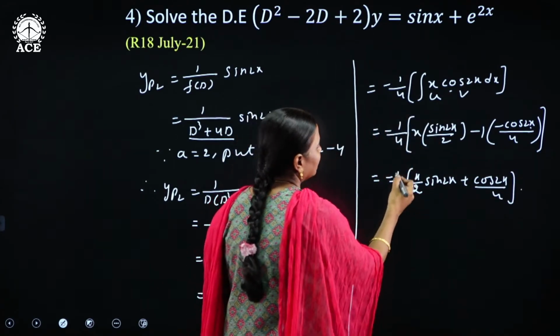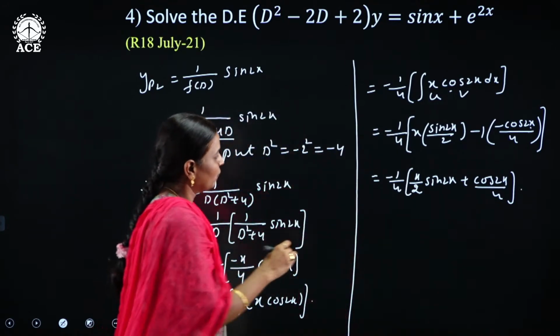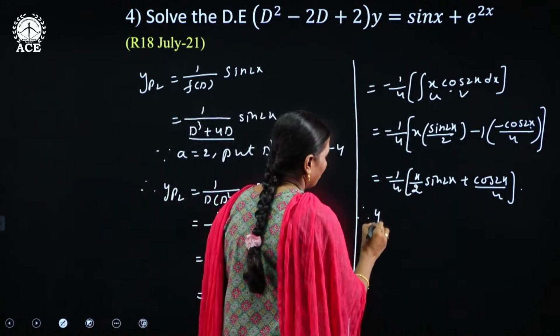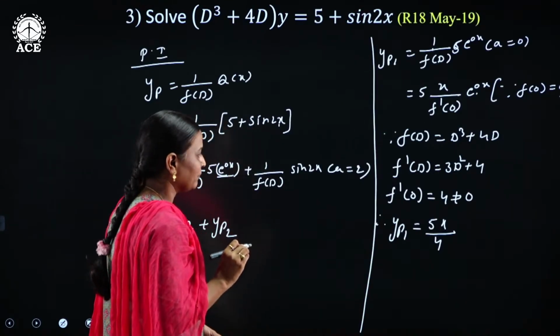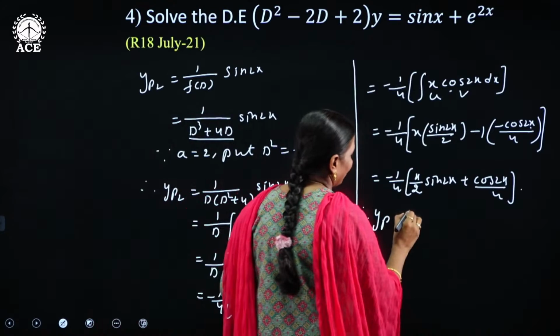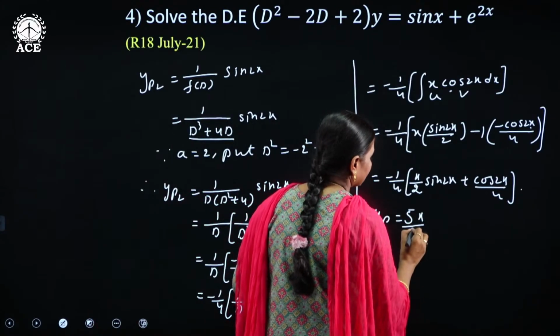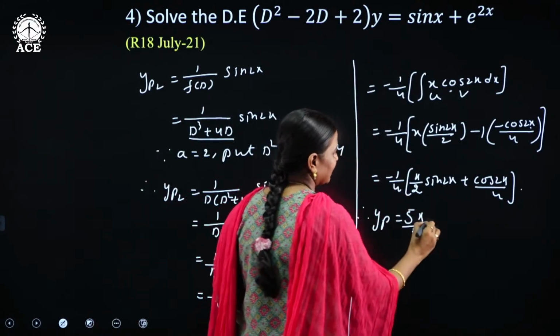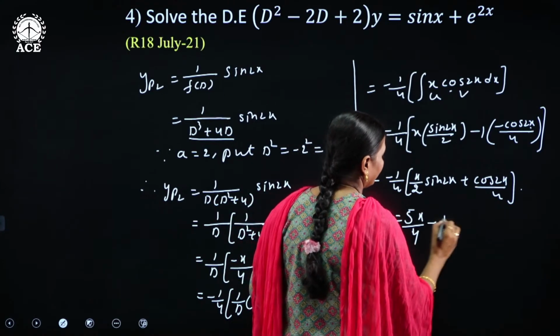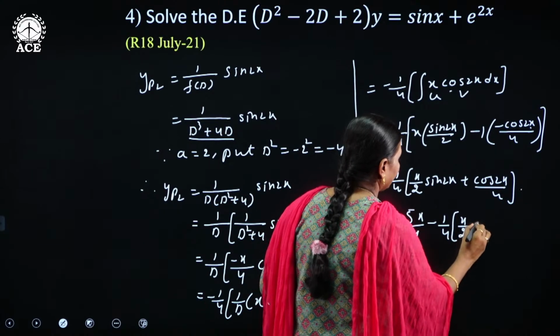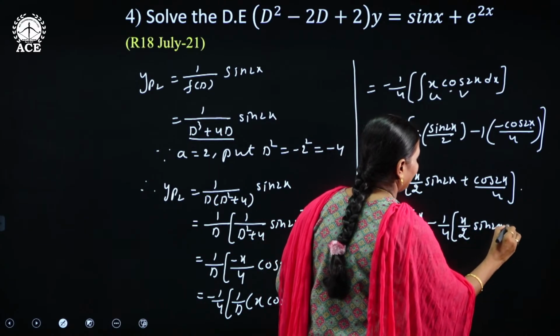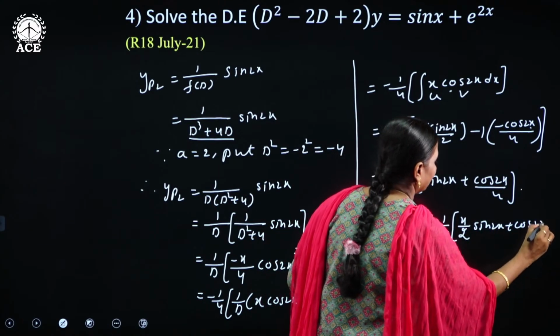So this is the yp2. Now, what is the yp? Therefore, yp is equal to yp1 plus yp2. So what is yp1? 5x by 4. So yp1 is equal to 5x by 4 and yp2 is equal to minus 1 by 4 into x by 2 into sin 2x plus cos 2x by 4.